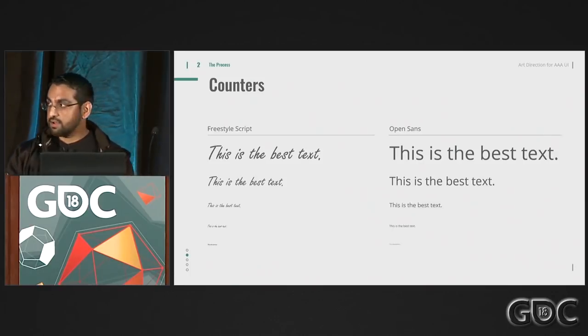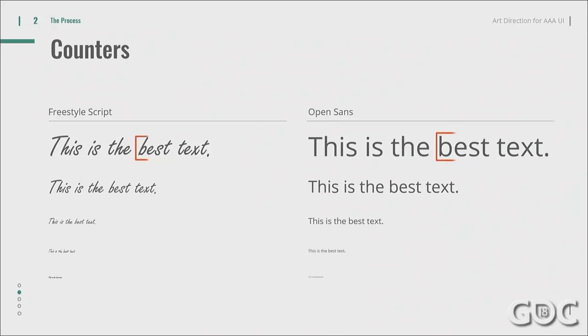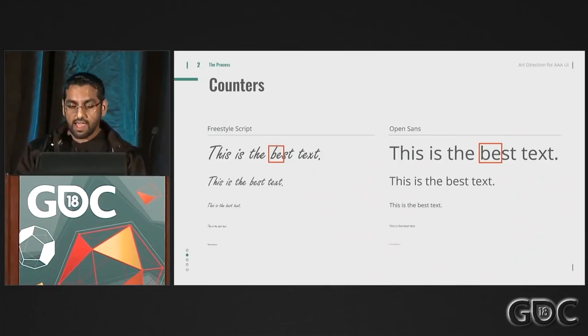You can see in this example here that when we look at the B and the E, there's a difference between the freestyle script and the Open Sans font. And at smaller sizes, it gets harder to read. So you want to make sure that fonts with a bigger counter are a lot easier to read at a distance.